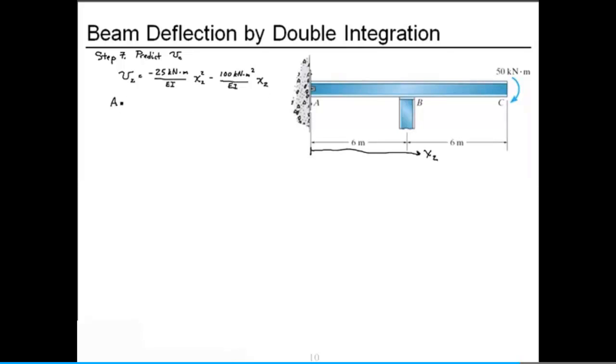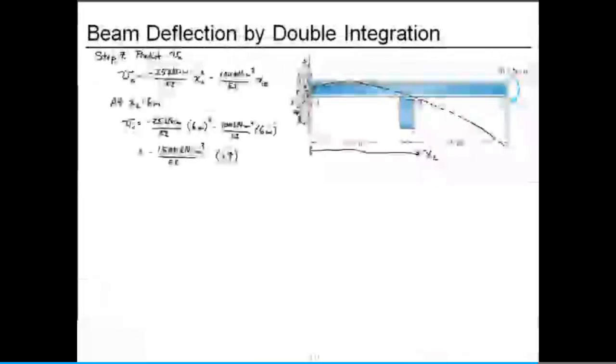So for the vertical deflection at C, we're talking about at x2 equals 6 meters. The vertical deflection at C is a minus 25 kilonewton meter over EI times 6 meters squared minus 100 kilonewton meters squared over EI times 6 meters, and we get a negative 1500 kilonewton meter cubed over EI. And remember that a positive answer would have been an upward deflection. We had originally predicted or sketched out that our deflection would be as such. So we expected it to be negative.